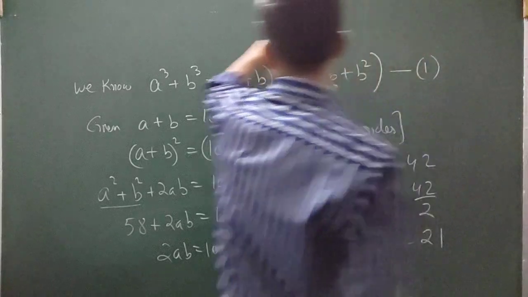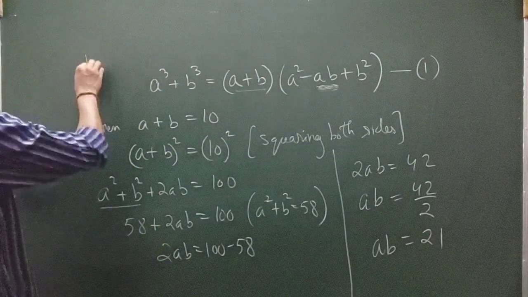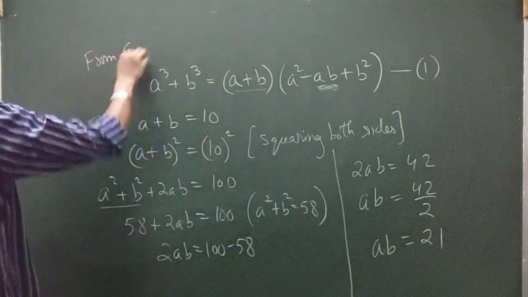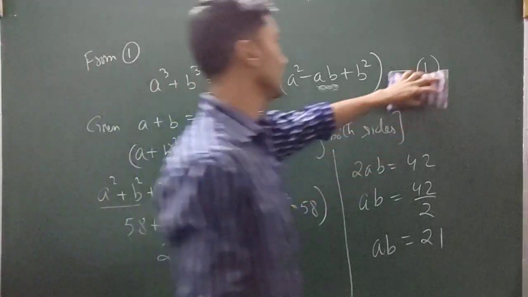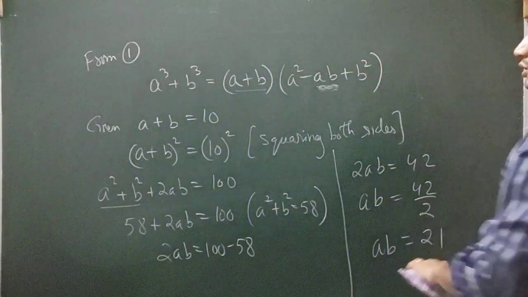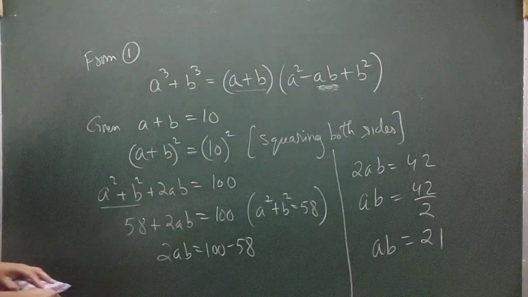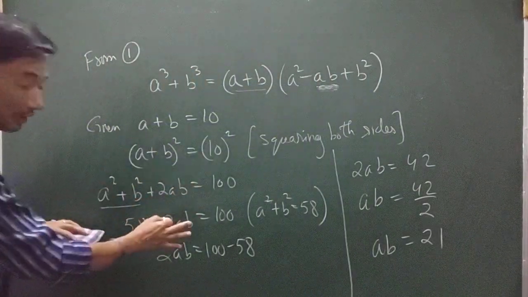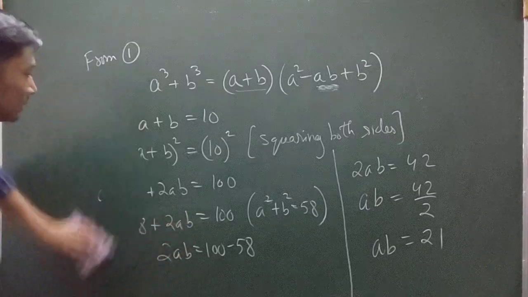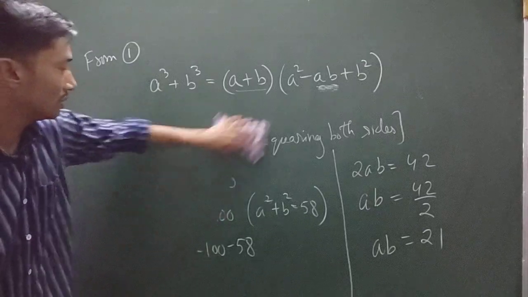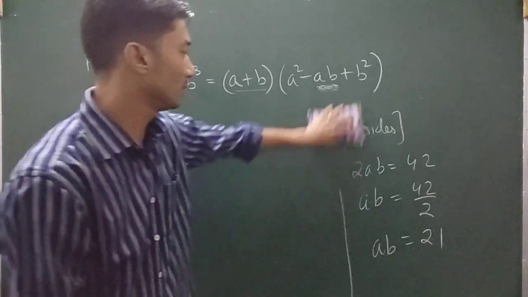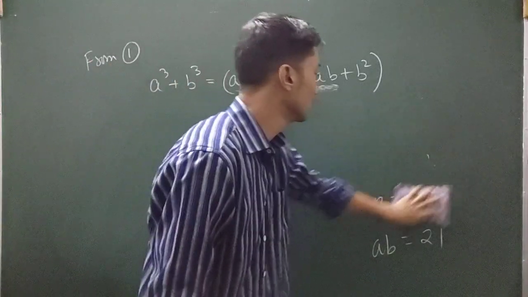So now finally we can go back to equation 1. Therefore, from equation 1 we can easily find the value of a cube plus b cube, because we already have the value of ab now. So is it done? I'm rubbing it off. Okay, so now a cube plus b cube is equal to what?